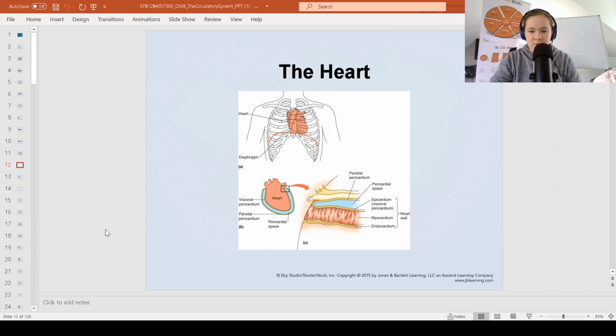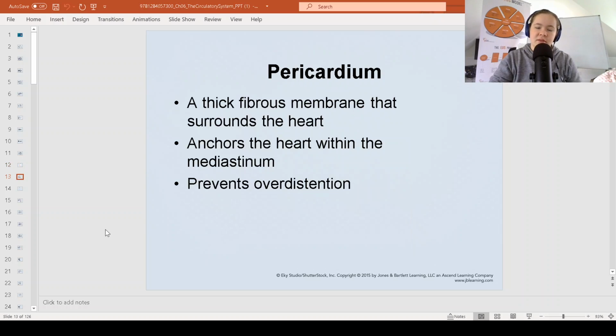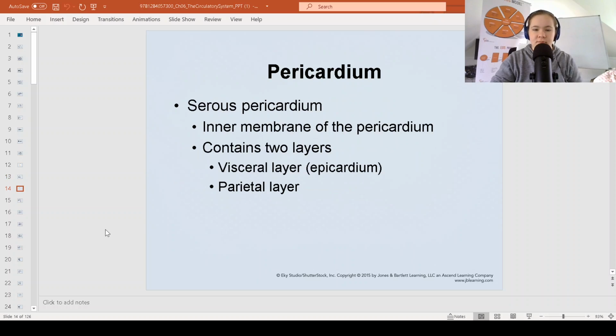This is a diagram of where it lies, as well as showing what lies within the heart wall: the epicardium, the visceral pericardium, the myocardium, and the endocardium. The pericardium is a thick, fibrous membrane that surrounds the heart. This anchors the heart within the mediastinum and prevents overdistension.